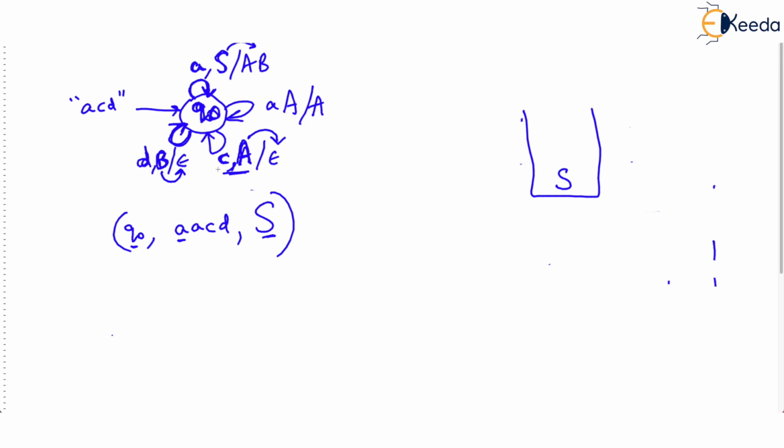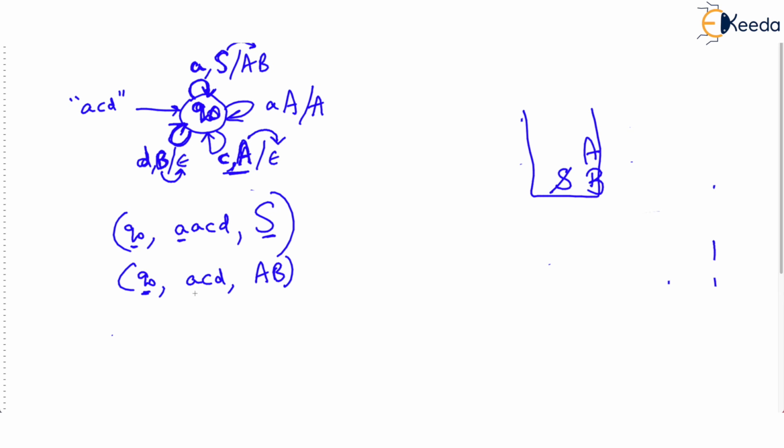So let's show the steps very fast. AACD is the string. We are in Q0 and initially the top of the stack has to be S, the start symbol. Now Q0 is reading A, top is S. Just keep watching the transitions. Then we stay in Q0, input pending is ACD, but S is replaced by AB. So S is gone and AB is there on the stack.